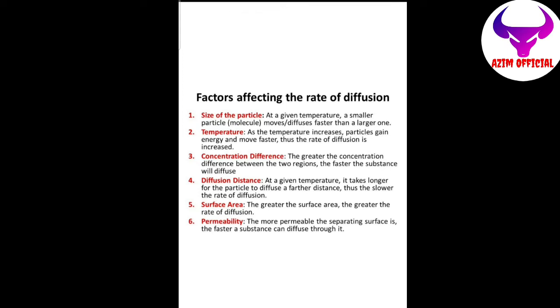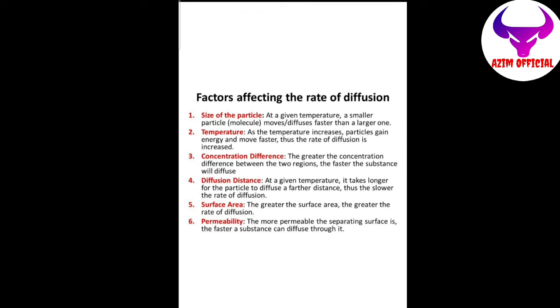And temperature. As the temperature increases, particles gain energy and move faster. They move randomly, and thus the rate of diffusion is increased. So increased temperature increases the rate of diffusion. And concentration difference: the greater the concentration difference between the two regions, the bigger the concentration gradient, and you get faster diffusion. The faster the substance will diffuse.